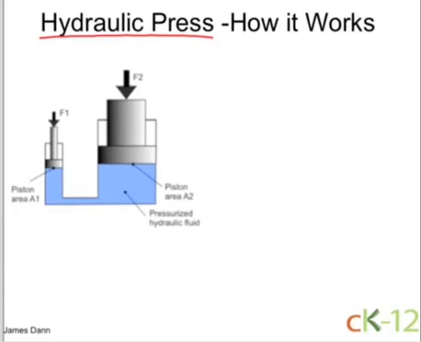You have some input force, which is labeled F1, and this is the force applied to the hydraulic press. And then you have an output force labeled F2, and this is the force that comes out on the other side, the force that lifts your car. On the input side, the surface area of the piston is labeled A1, and it's this guy right here.